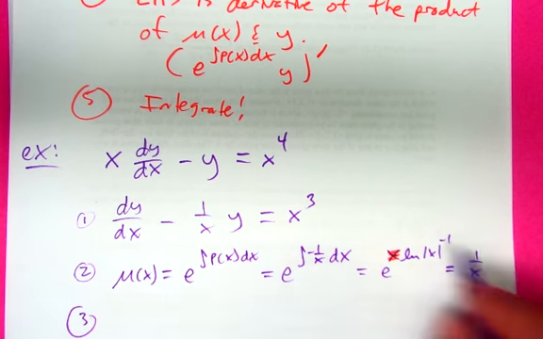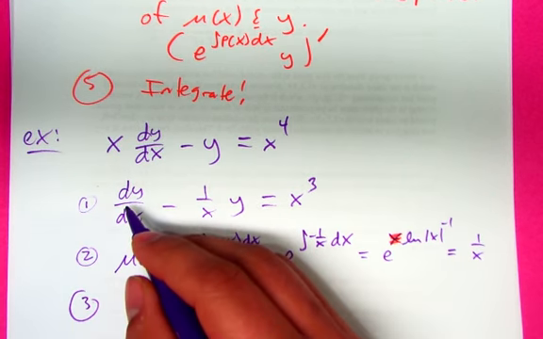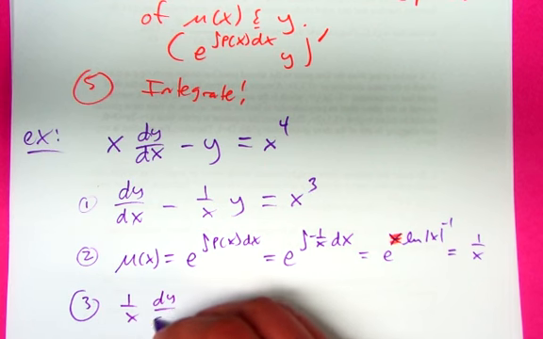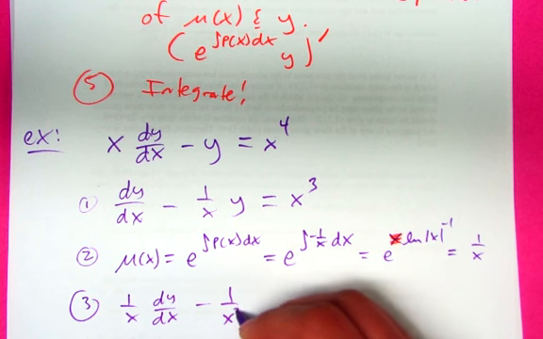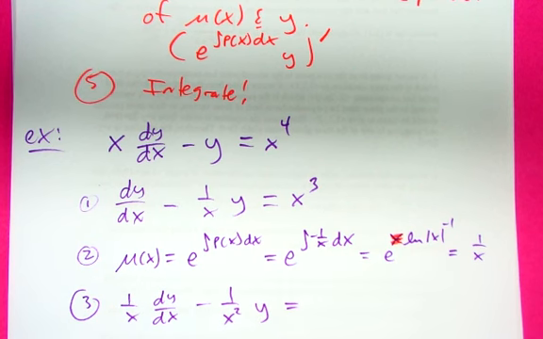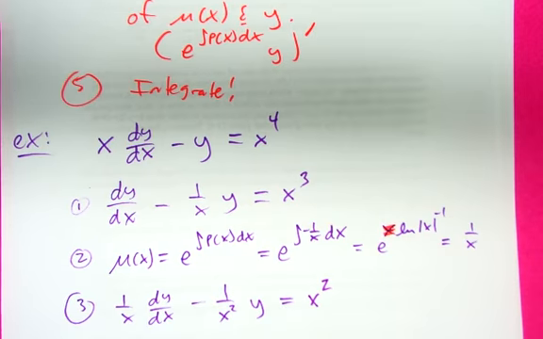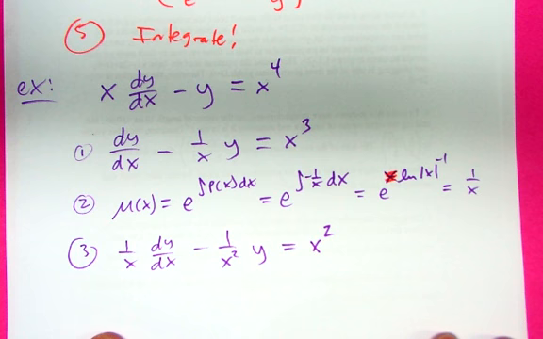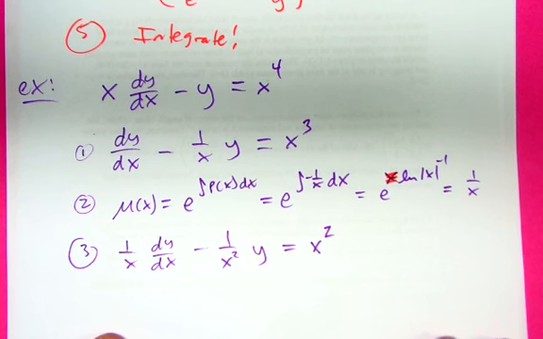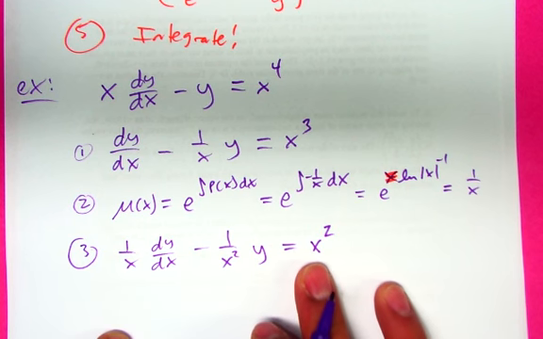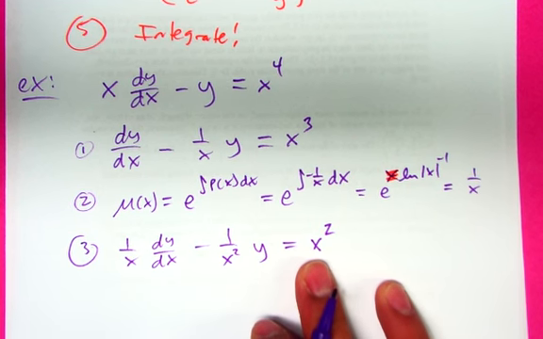Step 3. You're going to take 1 over x, multiply the equation by 1 over x. So now we have 1 over x times dy/dx minus 1 over x squared times y equals x squared. I stress at this point to make sure that you actually do multiply the whole equation by the integrating factor, not just the left side. I have seen a few times where students just leave this as x cubed, and it shouldn't be, because you have to multiply the whole thing.